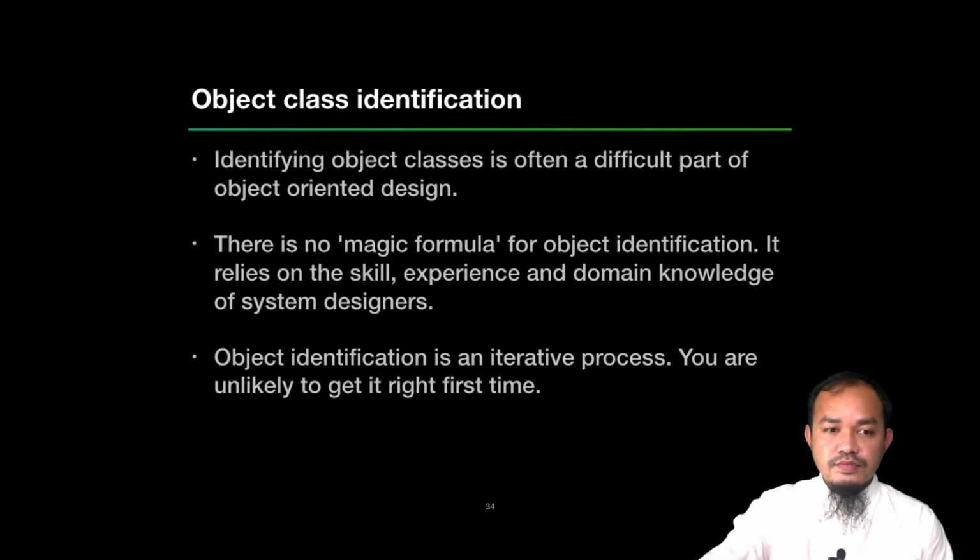The identification of object classes will not be complete at the first point, at the first start. So you need not make everything perfect in the first pass. You can do it and then redo it and redesign. This is the way we identify object classes.